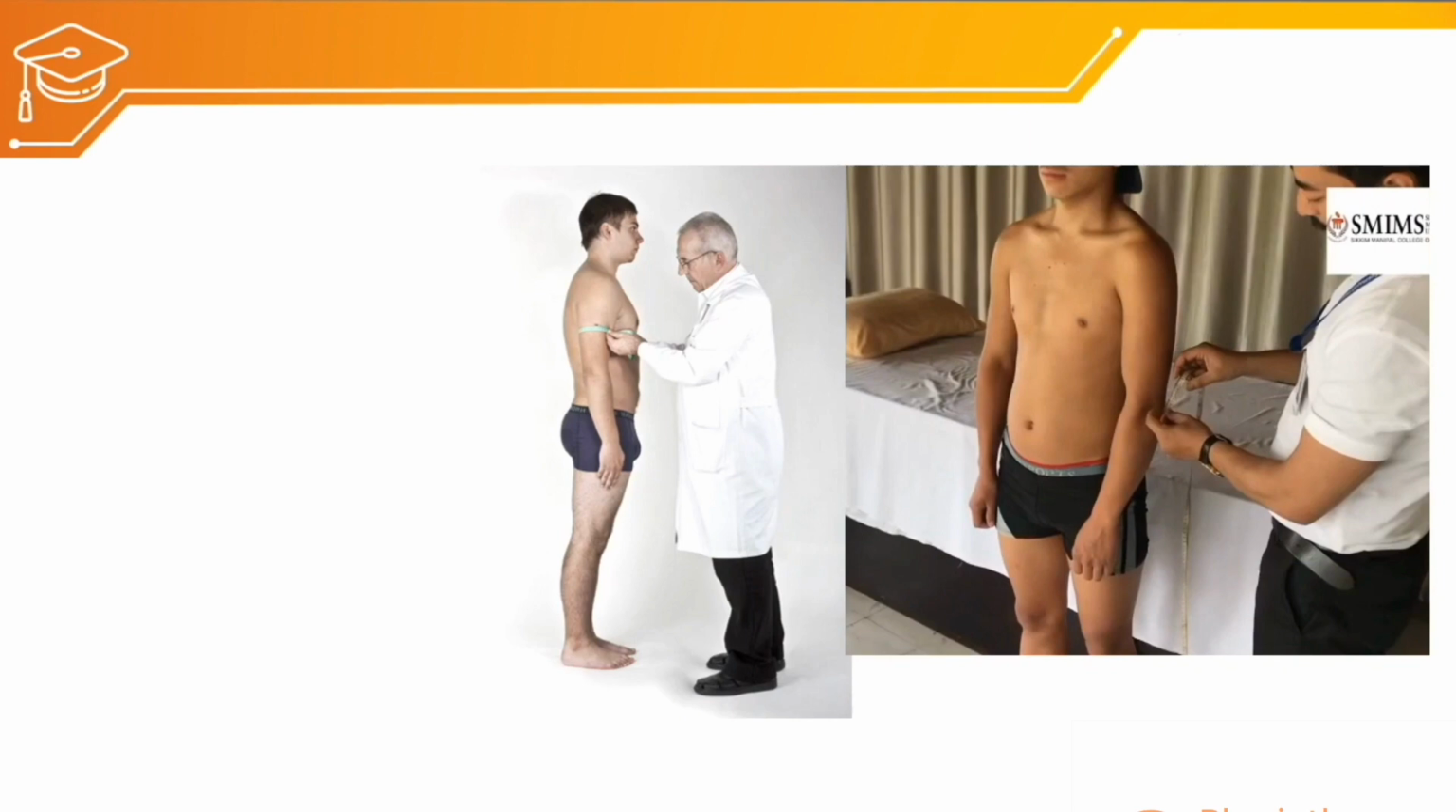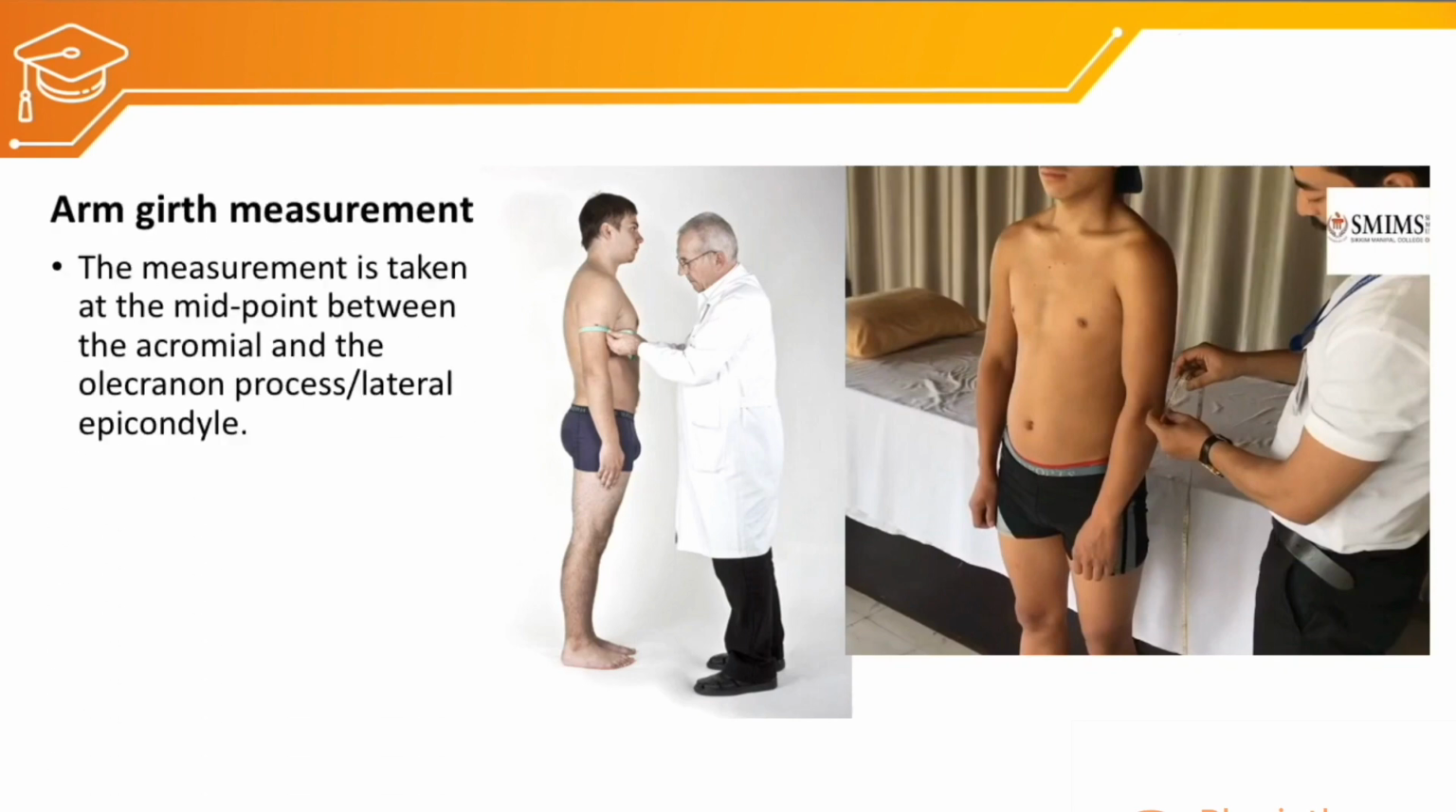The first measurement, let's discuss about the arm girth measurement. What are the reference points for arm girth measurement? The first reference point is the acromion process, and the second reference point is the lateral epicondyle of the humerus. The measurement is taken at the midpoint between the acromion and the lateral epicondyle.